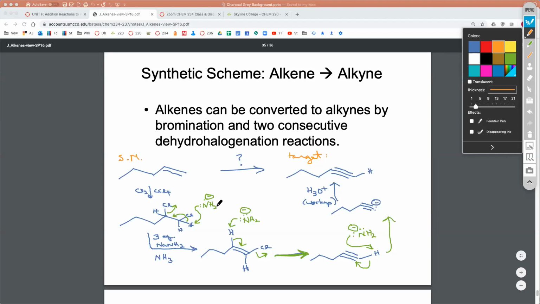So I would like to emphasize that as we consider this mechanism, and I'm going to show this one more green arrow here to really look at the three mechanistic steps. So as we think of our three equivalents of NH2 minus reacting here, this first step is slow. This second step is slow. And this third step is very fast.